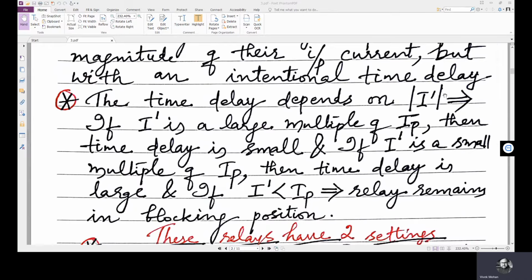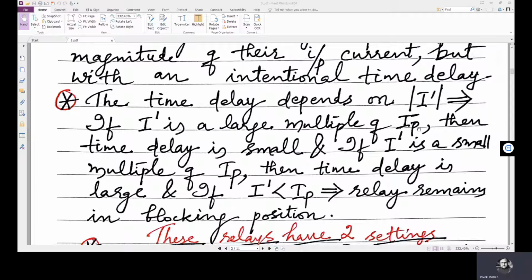The time delay depends on the magnitude of I dash. Here, I dash is represented as a multiple of IP. IP is the minimum current that is required for the relay to send a trip signal. So I dash is always represented as a multiple of this threshold value.